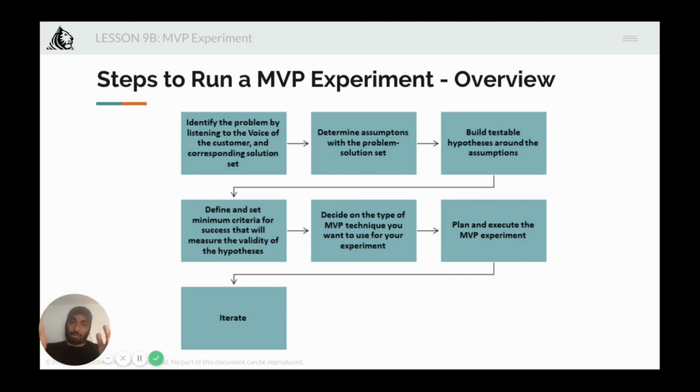For this problem, this is the solution. This could be a one-to-many mapping, that is, for one problem there are multiple solutions, so you have to create each of these sets, and you have to create assumptions for each of these sets.